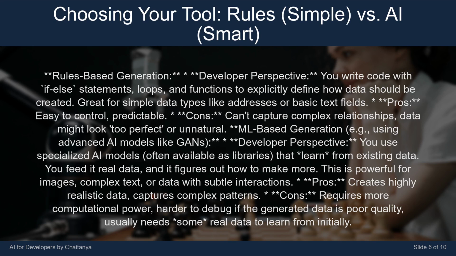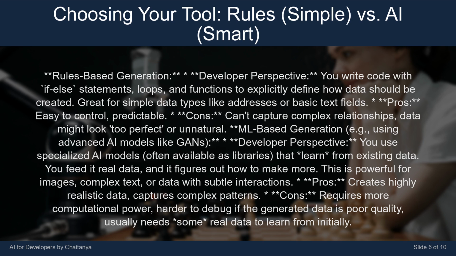Rules-based generation, developer perspective: you write code with if-else statements, loops, and functions to explicitly define how data should be created. Great for simple data types like addresses or basic text fields. Pros: easy to control, predictable. Cons: can't capture complex relationships. Data might look too perfect or unnatural.